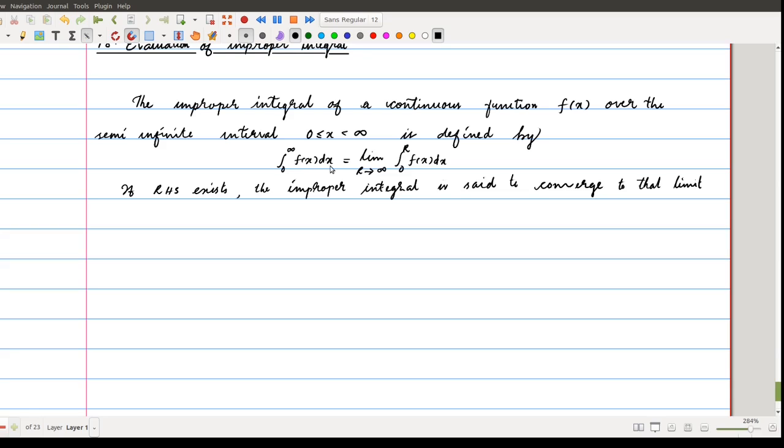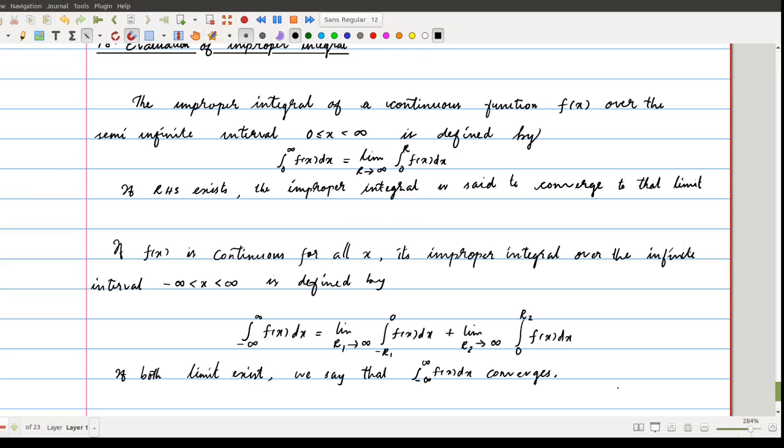The value of this integral is defined to be the limit as r tends to infinity of the integral from 0 to r of f of x dx. So once the right hand side exists, that means the limit of the right hand side exists, then we define the left hand side as nothing but the limit of the right hand side. In that case we say the improper integral is convergent.